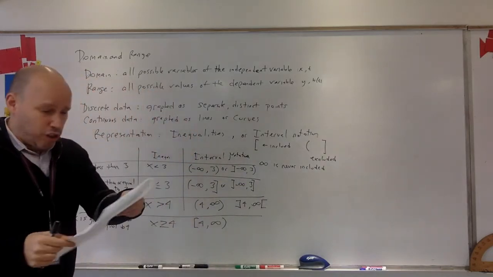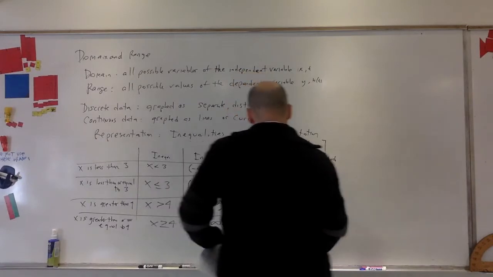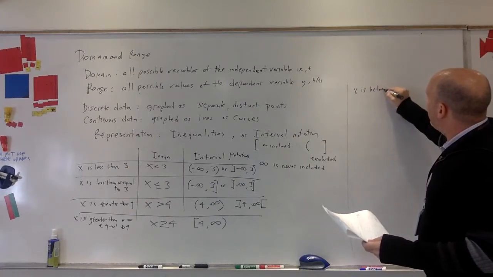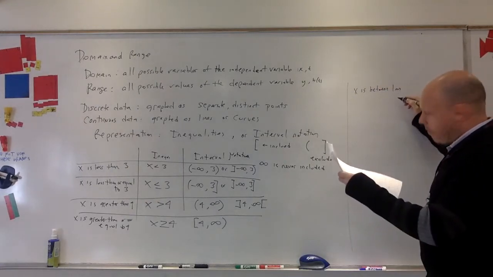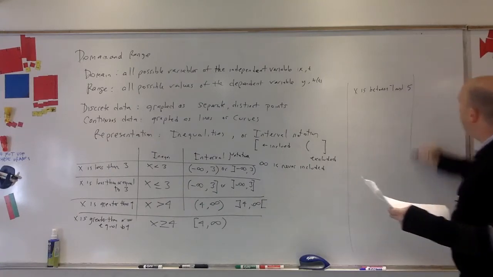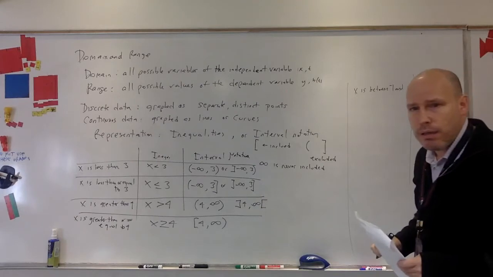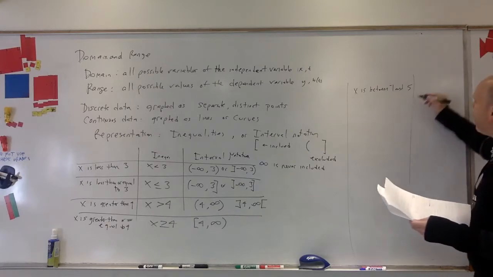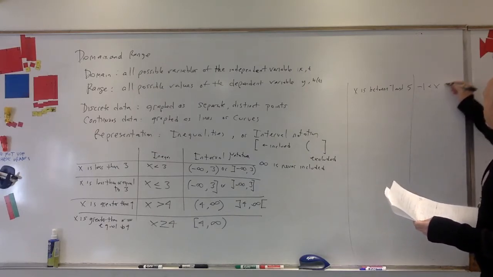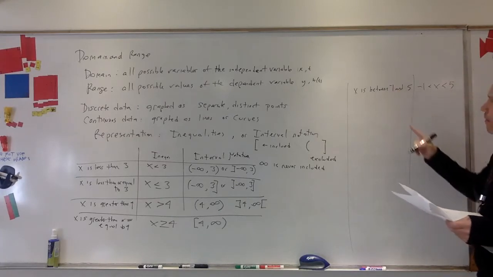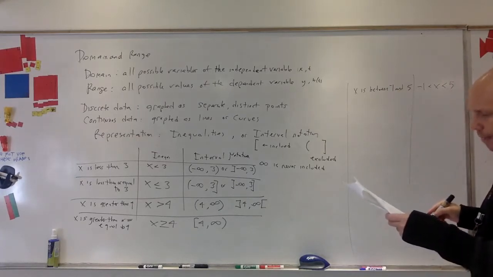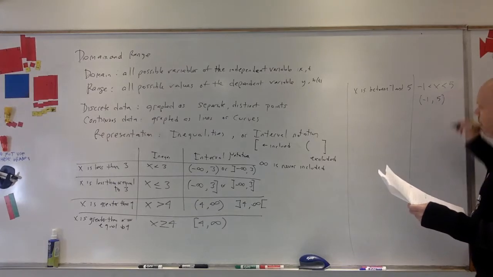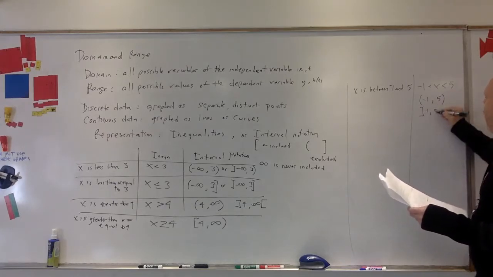Let's continue. x is between -1 and 5. Okay, well, as an inequality, it's -1 less than x less than 5. In interval notation, it's open bracket -1, comma, 5, or backwards bracket -1, comma, 5, backwards bracket.